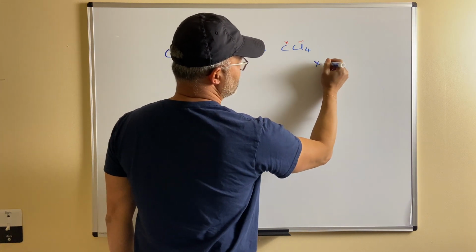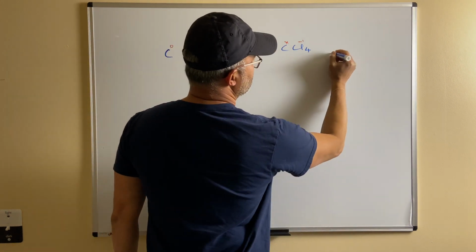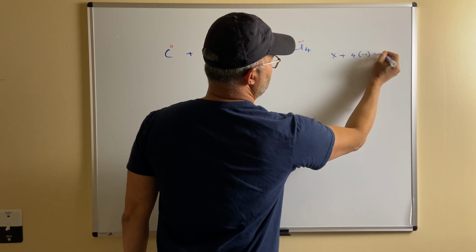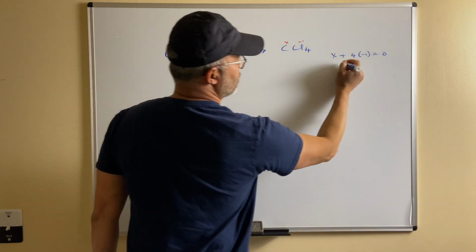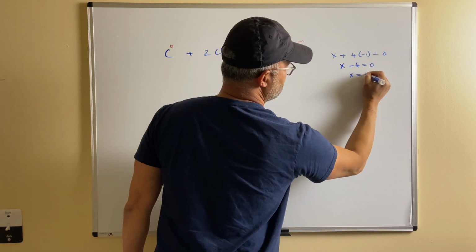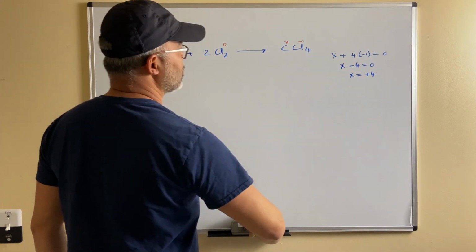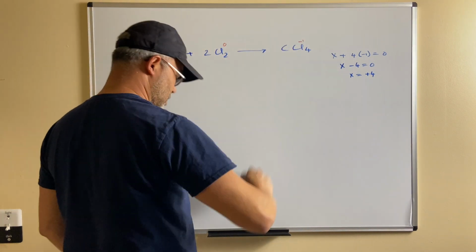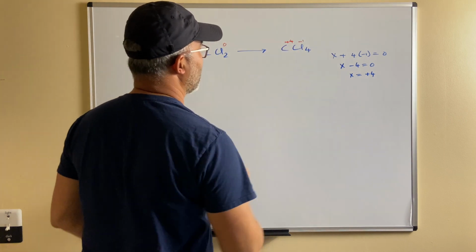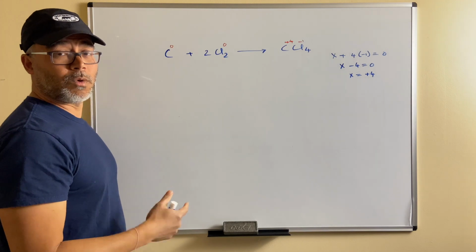So we do X plus 4 times -1, and that equals 0. So X minus 4 is equal to 0, or X is equal to +4. Therefore carbon is +4. I'm just going to erase the X and put a +4 there, because now I have to use these numbers to figure out what got oxidized and what got reduced.